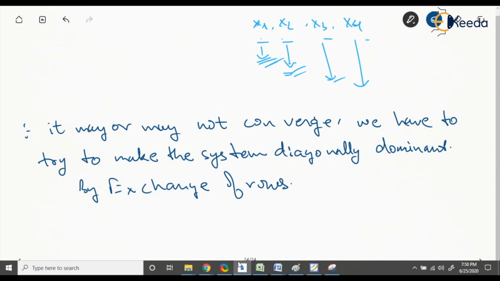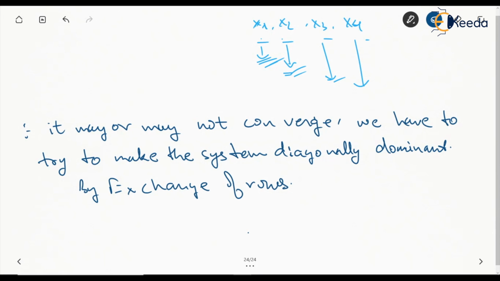So we can see the questions now. We'll be using the formula and do the iteration as many times as they have asked, or until we are converging to a certain solution.